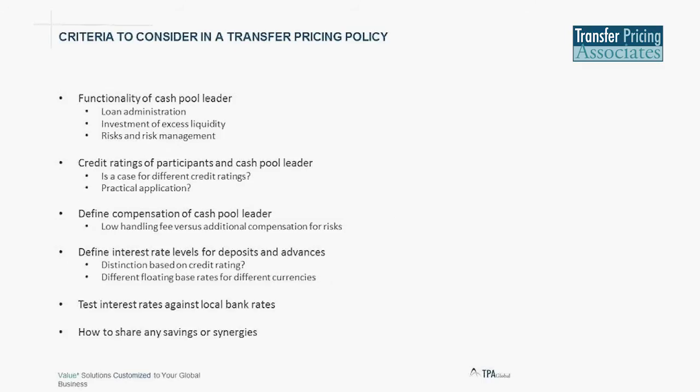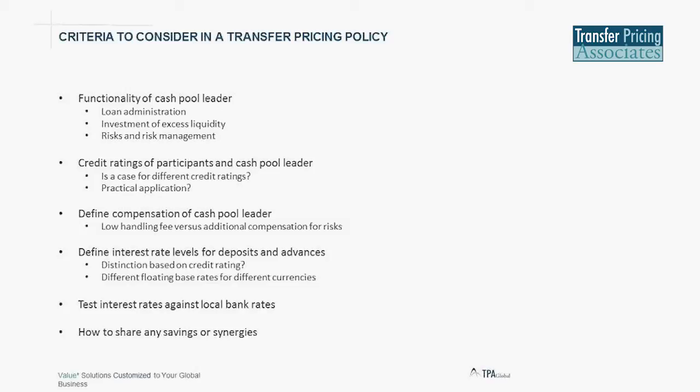The last slide is about a selection of criteria that one should consider in setting a transfer pricing policy for a cash pool. First of all, start off with a function analysis to determine the functionality and responsibility of the cash pool leader. As we just discussed regarding the French case, the more functionality, the more responsibilities, the more risks, the higher compensation you should allocate to the cash pool leader.